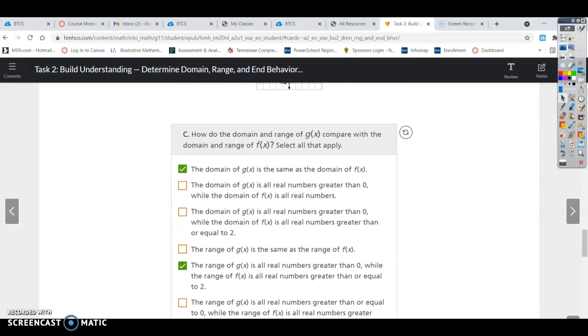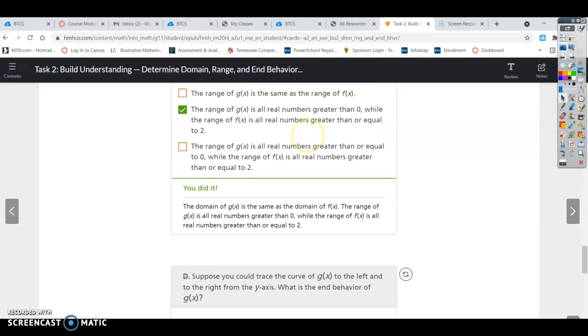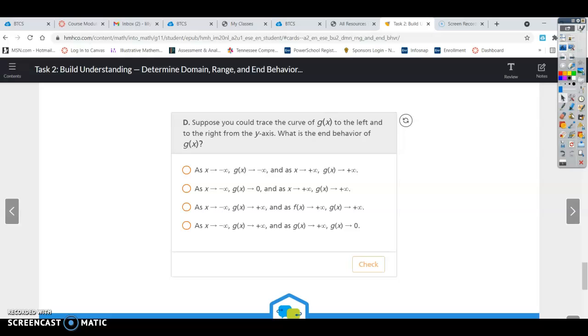So if you go up here and look at g of x again, as x's decrease, your y value approaches 0. It approaches this line here, which is 0. As it goes to the right, so as x's increase, your y's increase infinitely. So y's go to 0, and here they go to infinity. So let's see what is the best answer.